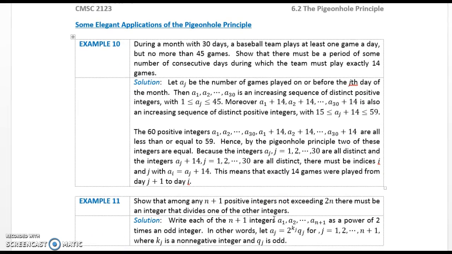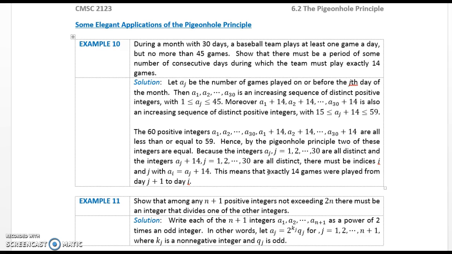Some elegant applications of the pigeonhole principle. Example 10. During a month with 30 days, a baseball team plays at least 1 game a day, but no more than 45 games. Show that there must be a period of some number of consecutive days during which the team must play exactly 14 games.